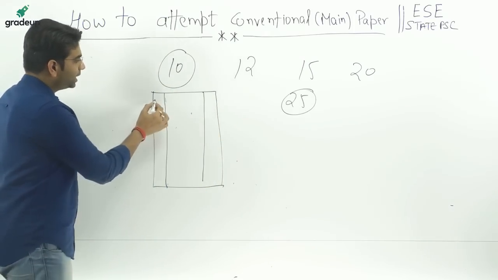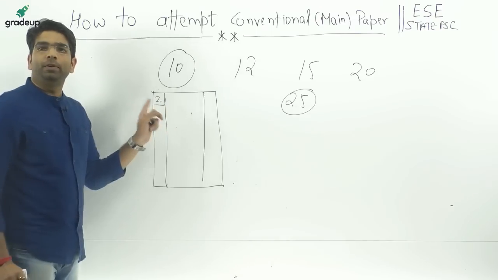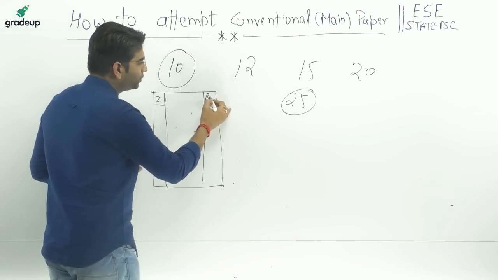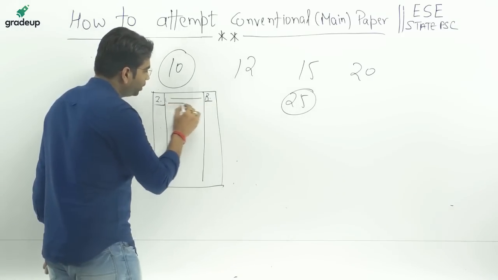Okay, this side will be for writing the question number. The question number will already be printed over here. This side will be provided for the rough space, and questions will be printed over here.